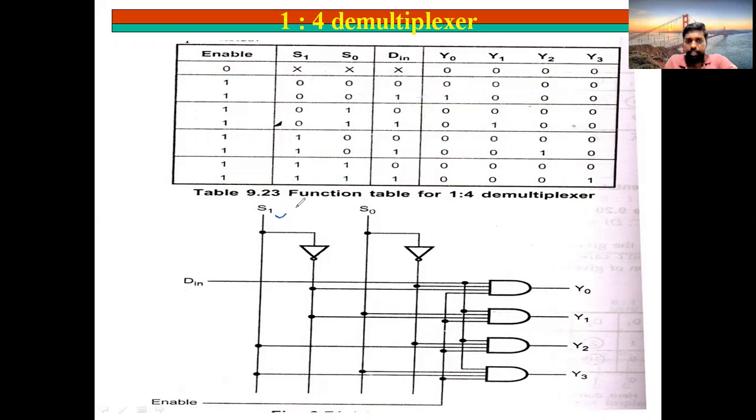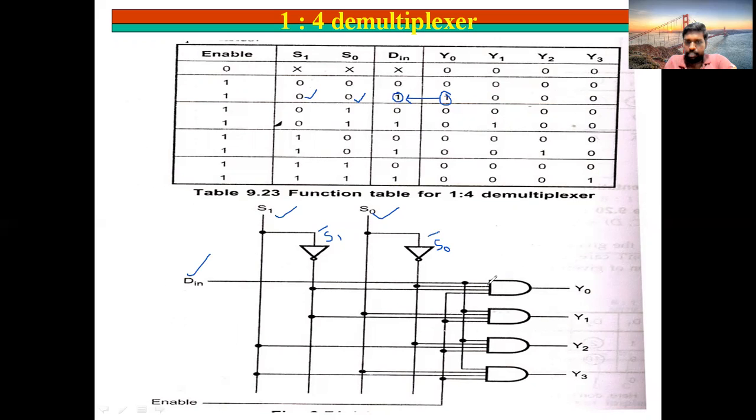So see here, S1, S0, then normal. This is S1 bar. This is S1 bar. This is S0 bar. And you will have only one input, right? So D in will be common for all. So what is Y0? Y0 is the one which represents this particular combination. That means 0 in terms of S1, 0 in terms of S0. Both are S1 bar, S0 bar. But 1 in terms of D in is D in.